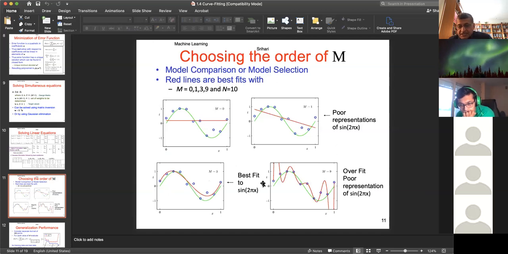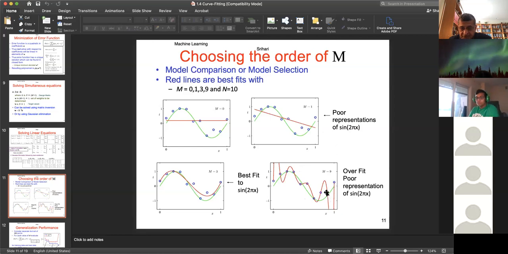But what if I choose m equal to 9? It's a very high degree polynomial. Then this red line is going through all of the data points exactly. So it's fitting these points very, very well. But then you ask yourself the question, is this a good fit?